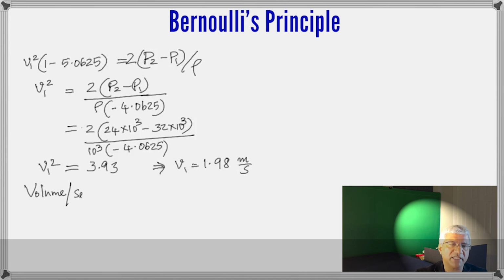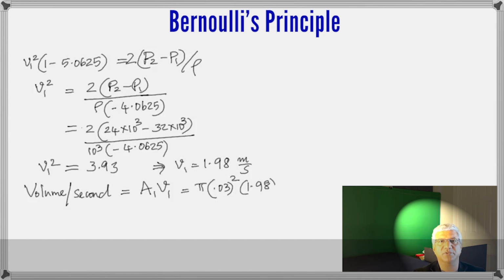And so finally, to find the volume, you take the area of cross-section of the wider part and multiply it with the velocity. So A1 V1. So that is pi times 0.03 squared times 1.98, and that will give you the answer as 0.0056 meter cube per second.